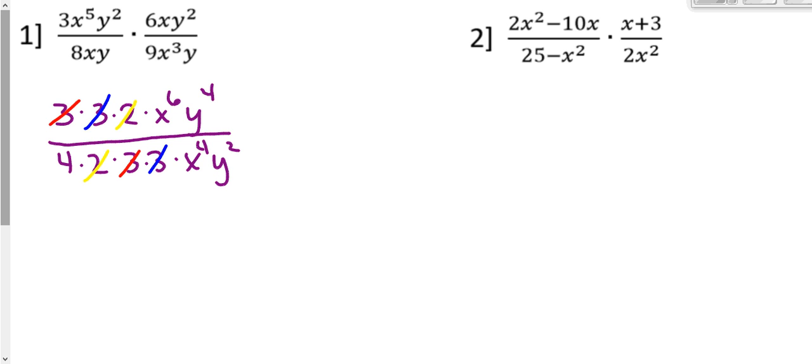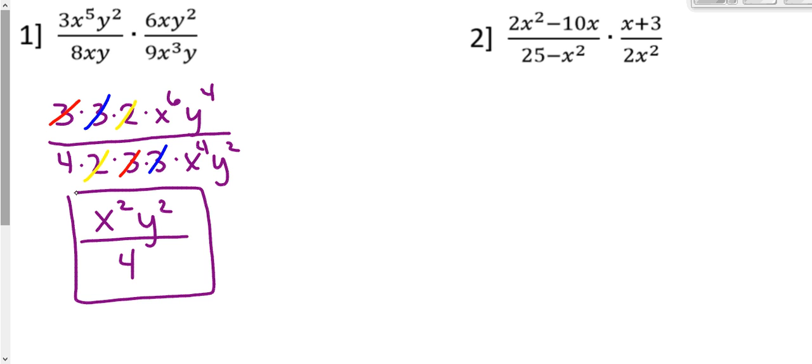And now we can use our exponent rules. If we have x to the 6th on the top and x to the 4th on the bottom, we subtract those exponents. So now we have x squared on the top. And if we have y to the 4th on the top and y to the 2nd on the bottom, we subtract those exponents. So we have y to the 2nd on the top, and then we have 4 still on the bottom.